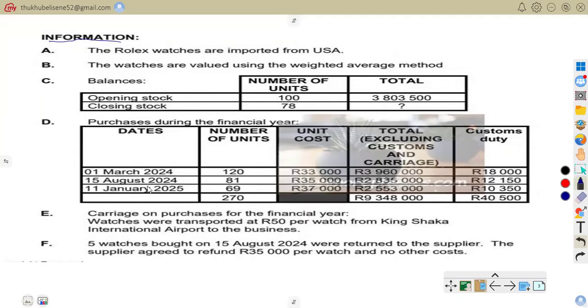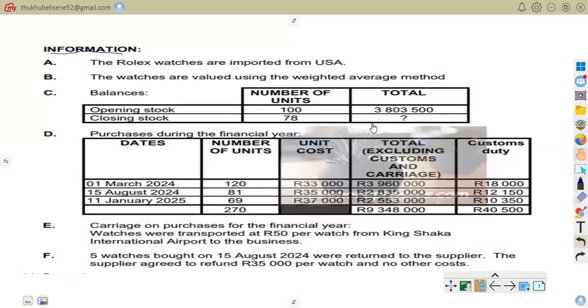So information D is about the purchases that happen during the year. But E, that is carriage on purchases for the financial year, watches were transported at 50 Rand per watch from Kinshasa International Airport to business. Information F, this is where returns happened, whereby there are 5 watches that were bought and they were returned. So you'll see when we do them. So what we are to do now, as our question wanted us first to calculate custom duty per watch.